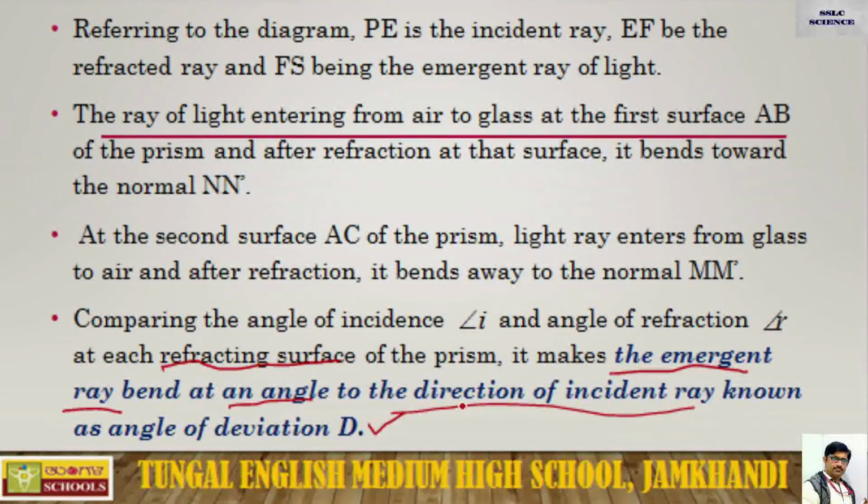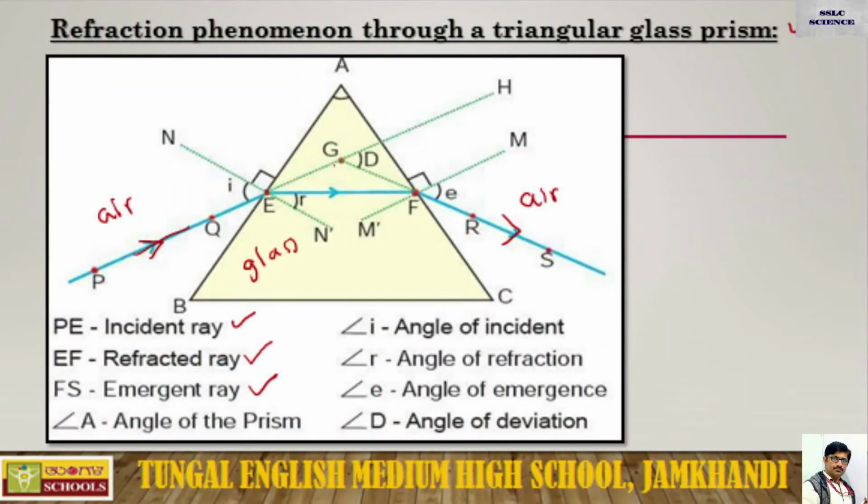It has its own importance. That portion will be studied in second PUC or in the 12th class. I hope you are getting at least where you find this angle of deviation D, as well as the angle of prism. So this will be the angle of prism and this will be the angle of deviation. This is important. Okay, I hope you got all these points clear.